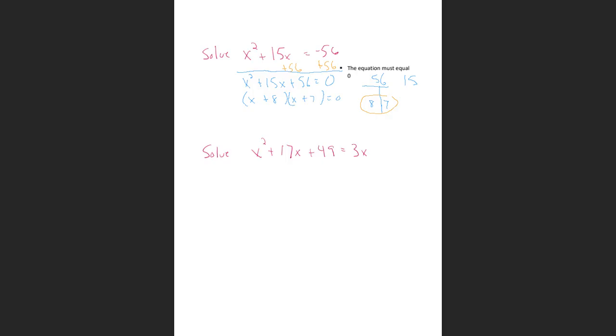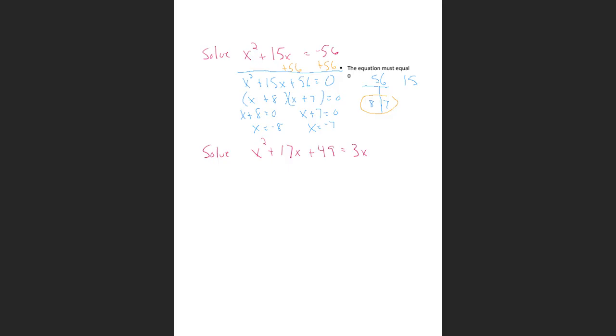Now that I have it factored, we just set each factor equal to 0. So we have x plus 8 is equal to 0. We have x plus 7 equal to 0. And so now I need to solve for x, so that's got to be a -8 because -8 plus 8 is 0. This has got to be a -7 because a -7 plus 7 is equal to 0. So that would be my two solutions, -8 and -7.